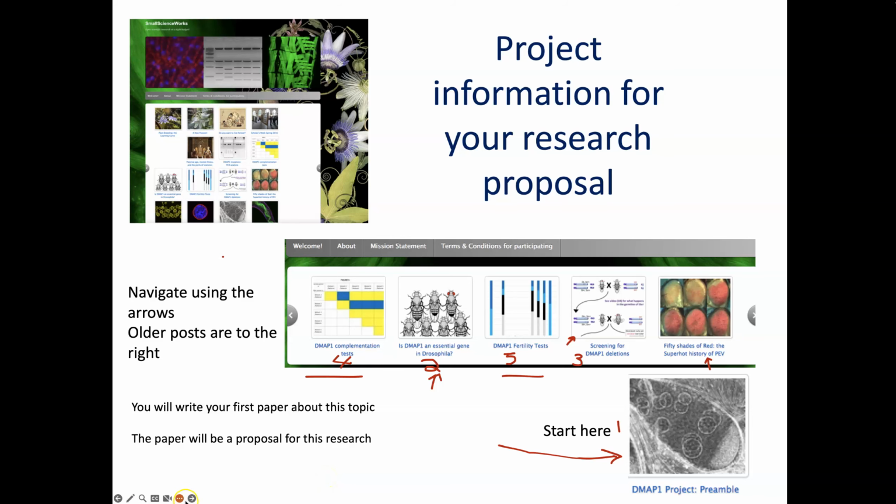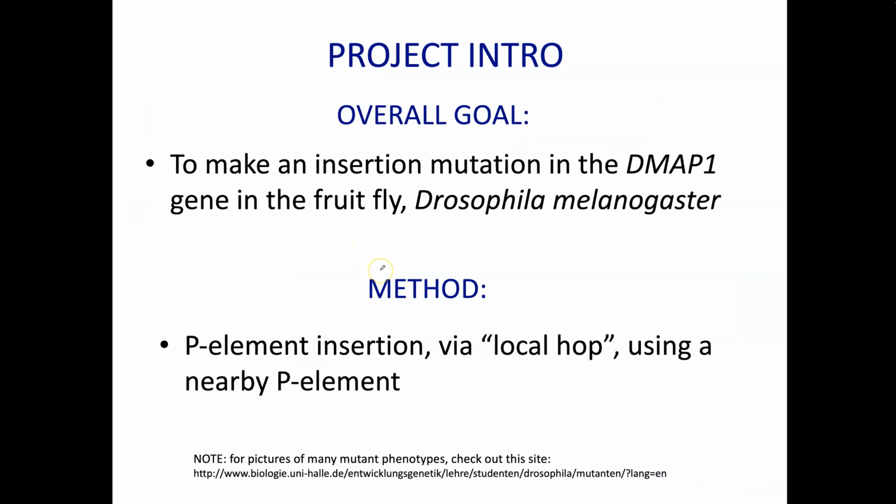Okay, I think that's good. And so basically the overall goal, here's our project. We want to make an insertion element, P element mutation in the DMAP1 gene in flies, fruit fly. And the method we plan to use is referred to as a local hop. And what that means is that we have the DMAP1 gene sitting on chromosome 2, and there's a P element in the strain that we're going to use. There's a P element right next door, and we're just going to try to move it into the gene.